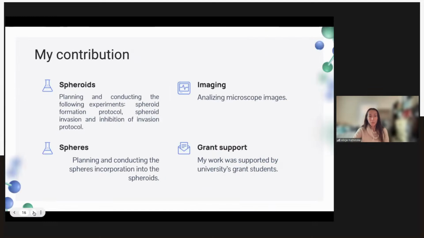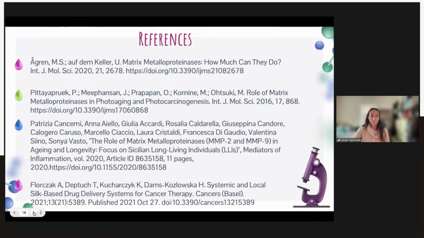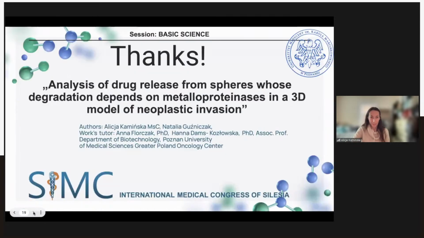This is my contribution. I was responsible for planning and conducting the following experiments: spheroid formation protocol, spheroid invasion and inhibition of invasion. I was responsible for analyzing all of the microscope images. I was also responsible for planning and conducting the sphere incorporation into spheroids. And I also obtained grant support for my work from my university. I would like to thank all my tutors and the support from my department. Those are my references, and thank you very much.